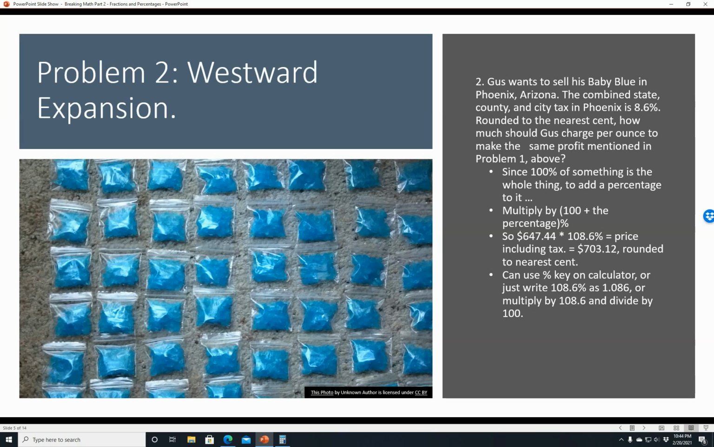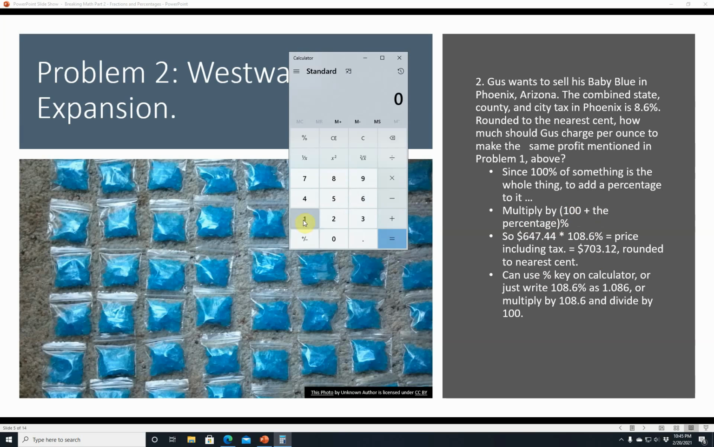Since 100% of something is the whole thing, to add a percentage to it, you just multiply by 100 plus the percentage percent. We go 647.44 times 108.6. And then we divide by 100 because remember it's a percentage. So it's 703.119, so it's going to be $703.12 rounded to the nearest cent.